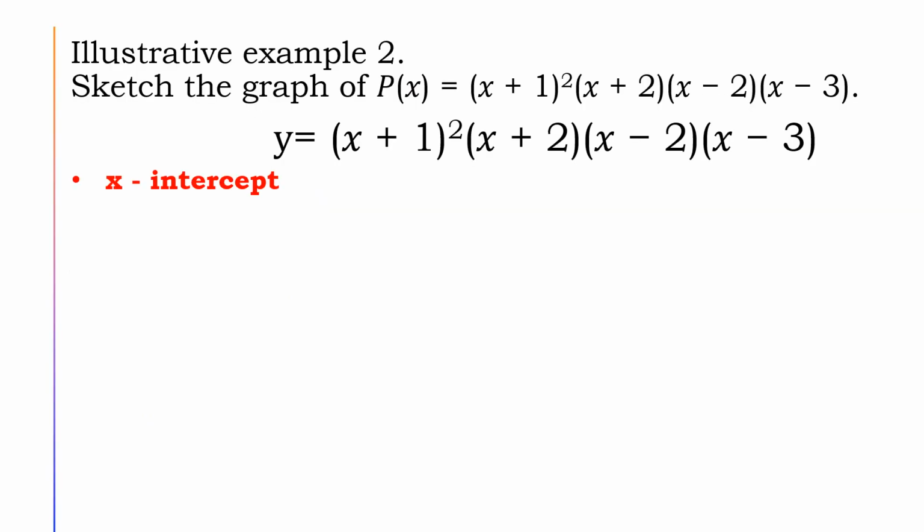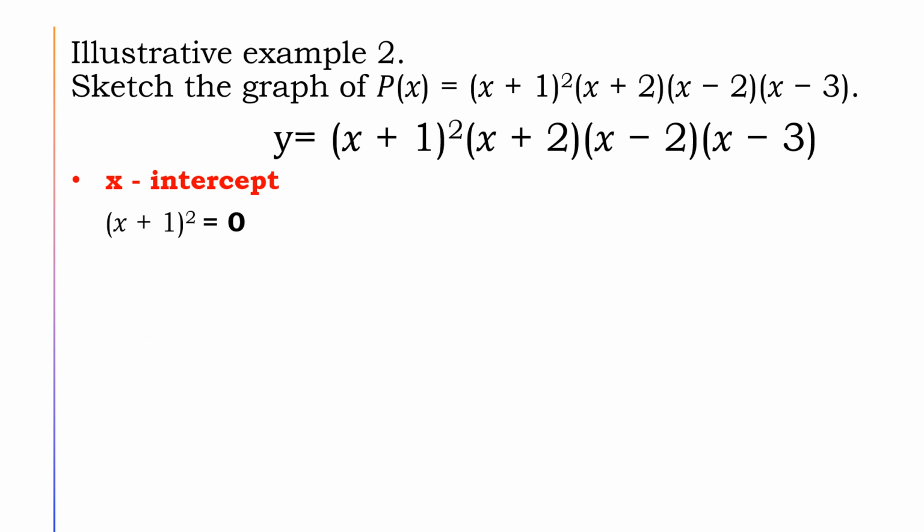Sketch the graph of p of x equals square of the quantity x plus 1 times the quantity of x plus 2 times the quantity of x minus 2 times the quantity of x minus 3. Since naka-factored form na ang ating polynomial function, madali na nating makukuha ang ating x-intercept. Okay, let us now equate each factor to 0.